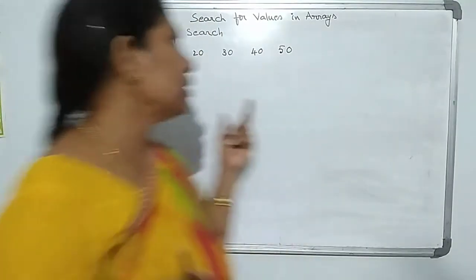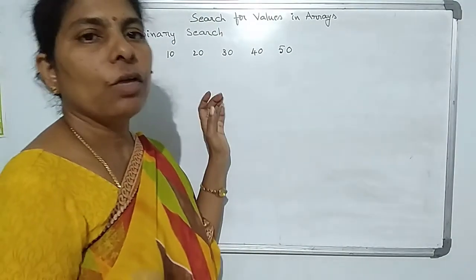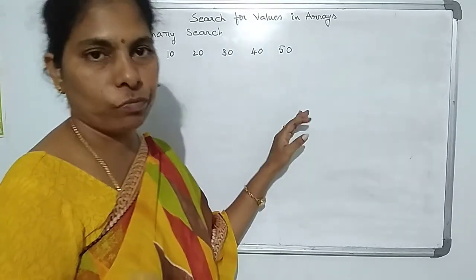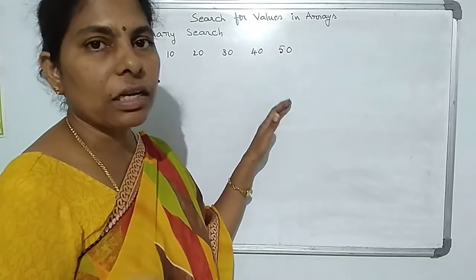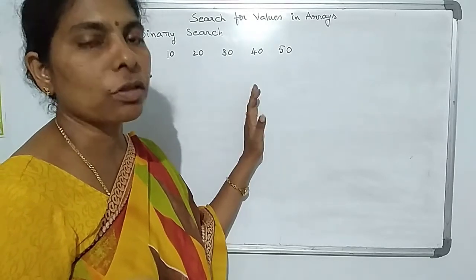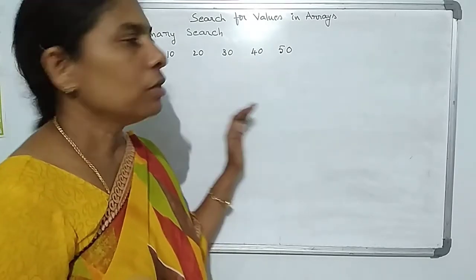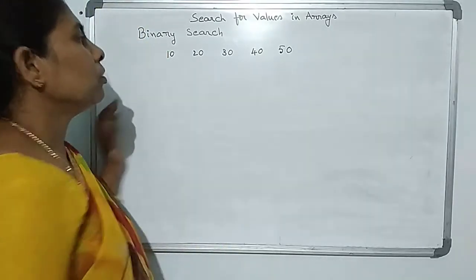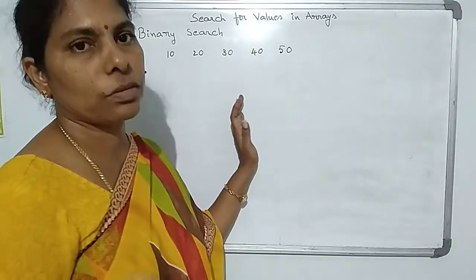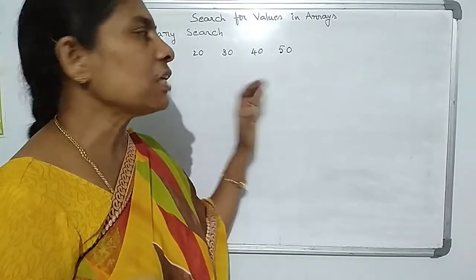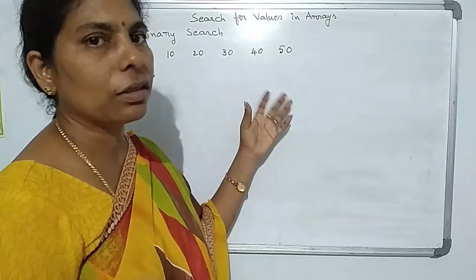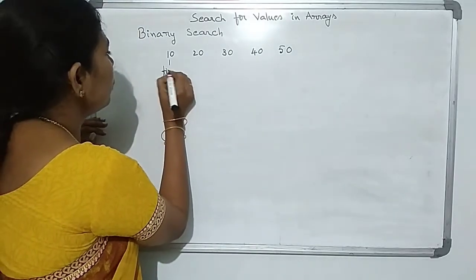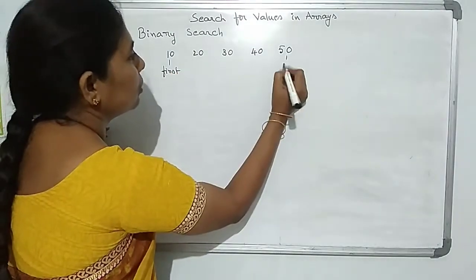In binary search, I am taking the elements. If you are applying binary search, all the elements must be in ascending order only. If the elements are not in ascending order, first apply a sorting process, and after that you can apply the binary search. So what comes under the binary search? You divide the array into two parts and search for the element in either the first part or the second part, depending on the values. This is the first element and this is the last element.